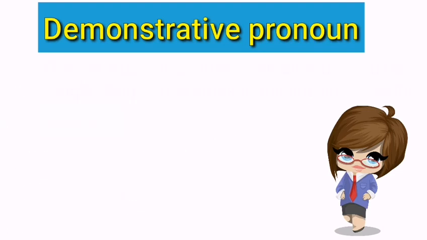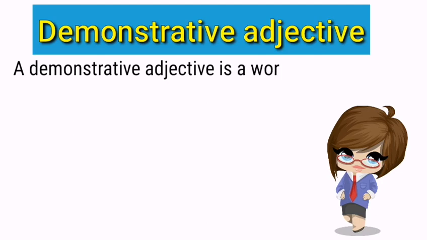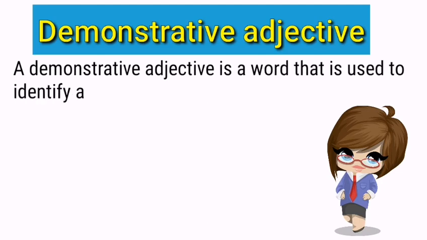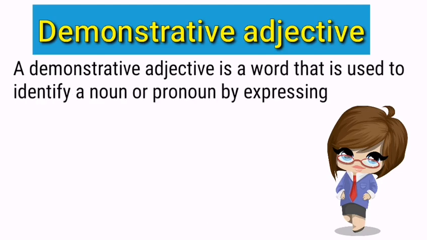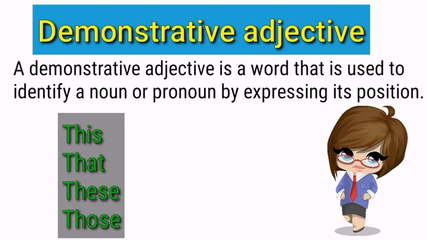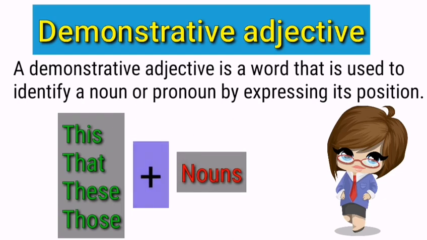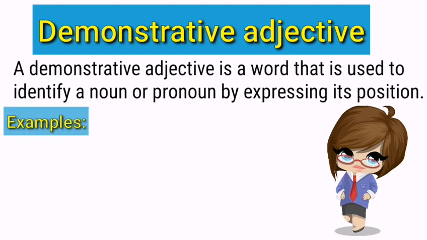On the other hand, demonstrative adjective. A demonstrative adjective is a word that is used to identify a noun or pronoun by expressing its position. What does it mean? Simply, it means that it is also nothing but the same words, like this, that, these, and those, which are used directly with nouns, then they are called demonstrative adjectives. Just look at these examples.